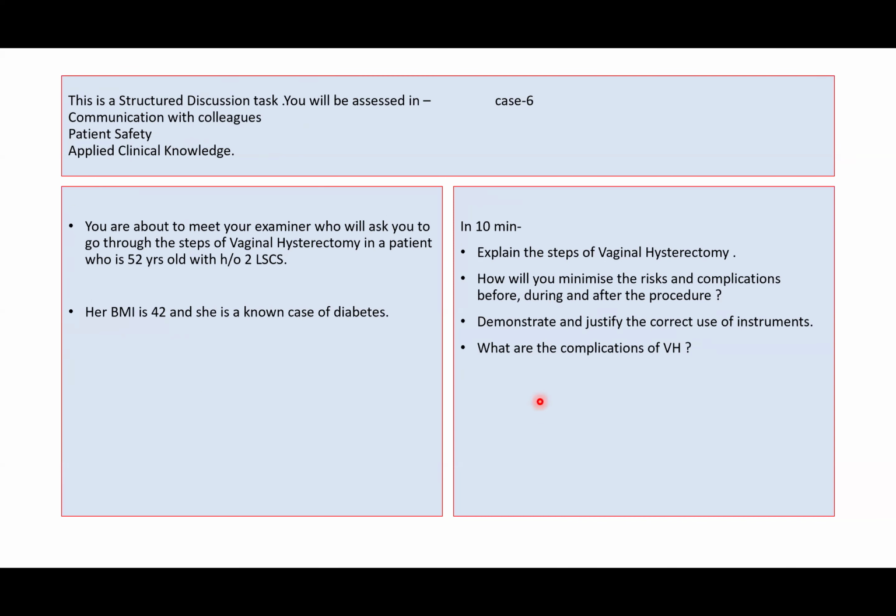Next, I already told the station, vaginal hysterectomy. Who is going to do it? Anita? Yes, ma'am. Anita, do it, please. It will take you 2 minutes. Even if you know the station, just organize yourself.